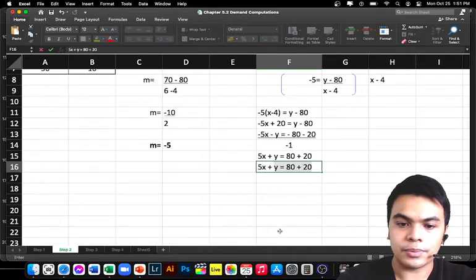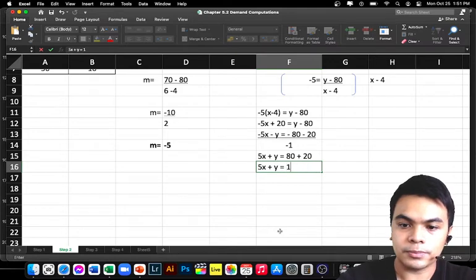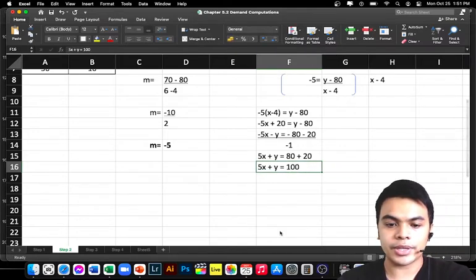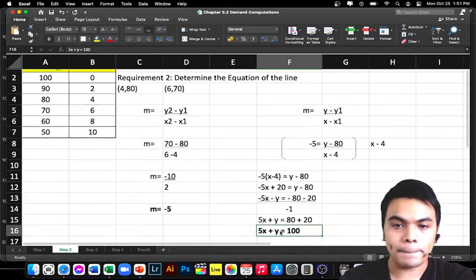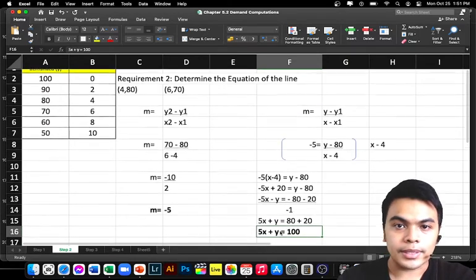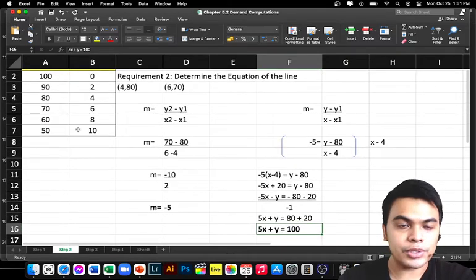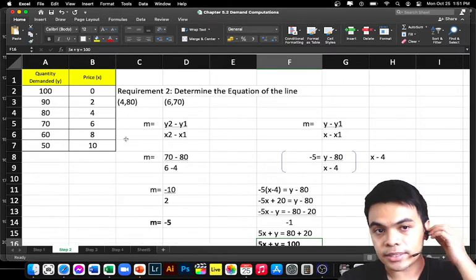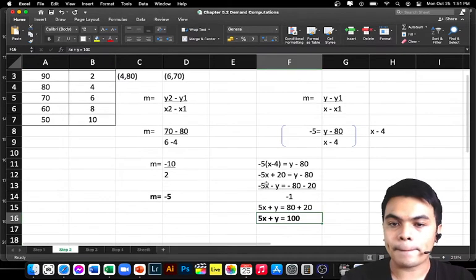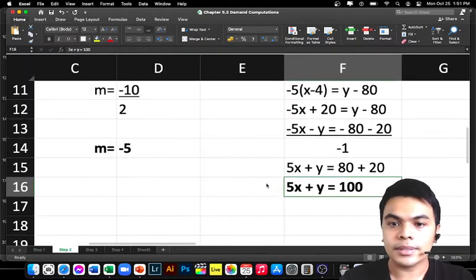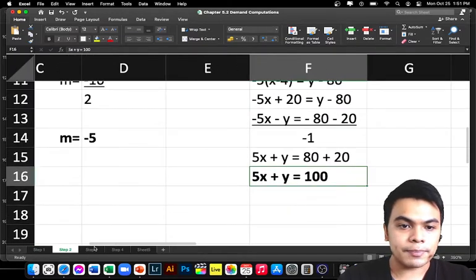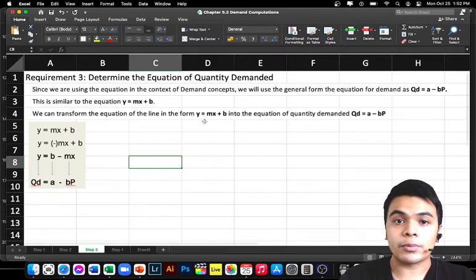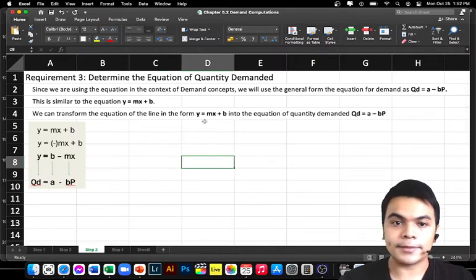5x plus y is equal to 100. So here is now our equation. Okay? Ayan. So we have now identified the equation for this set of data for quantity demanded and price. Alright, so the next step now is let's identify the equation of quantity demanded.